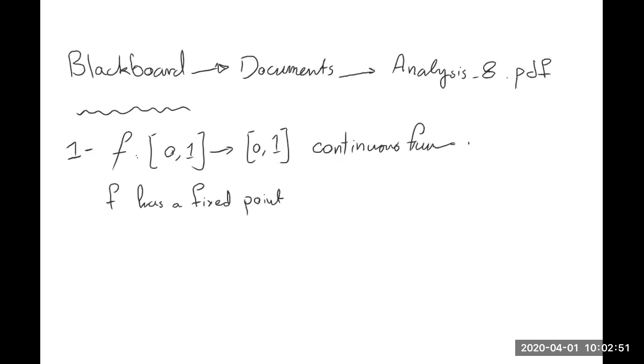which means there exists a point x in this interval from 0 to 1, such that f of x equals x. We want to prove that.